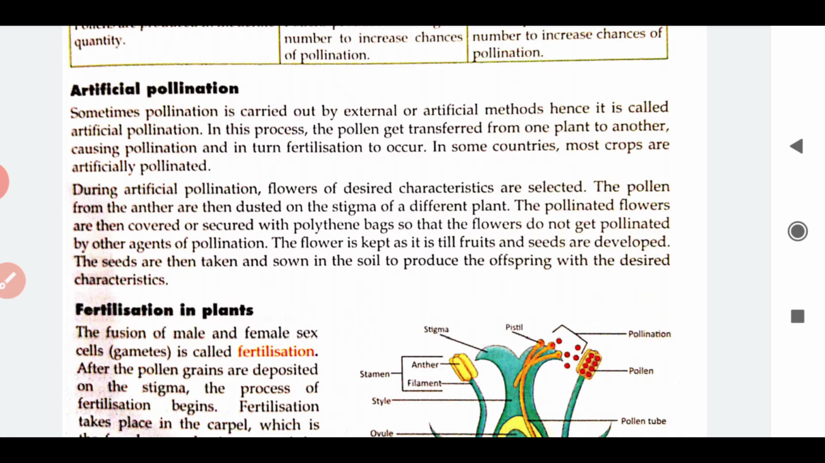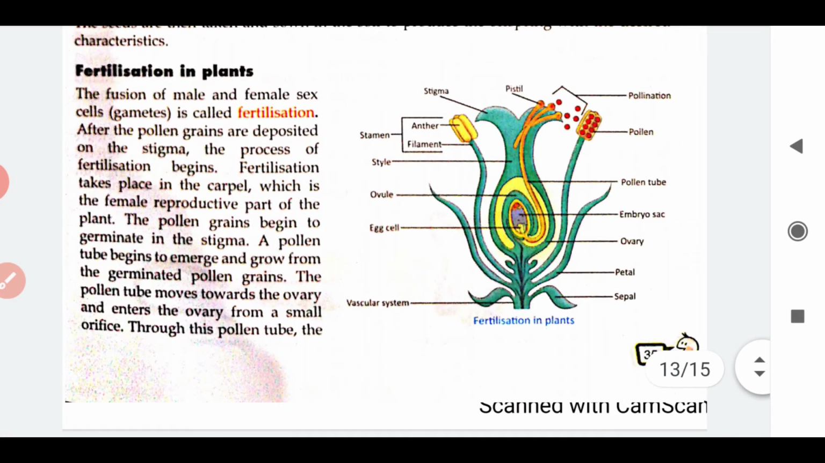The flower is kept as it is till fruits and seeds are developed. और उस फ्लावर को हम तब तक पैक्ड रखते हैं जब तक वहाँ पे सीड और फ्रूट्स का फॉर्मेशन नहीं हो जाता है। The seeds are then taken and sown in the soil, फिर वहाँ से वो सीड्स ली जाती हैं और सॉइल में ग्रो की जाती हैं और हमें डिज़ायर्ड कैरेक्टरिस्टिक का प्लांट मिल जाता है। Okay, now here it is fertilization in plants.